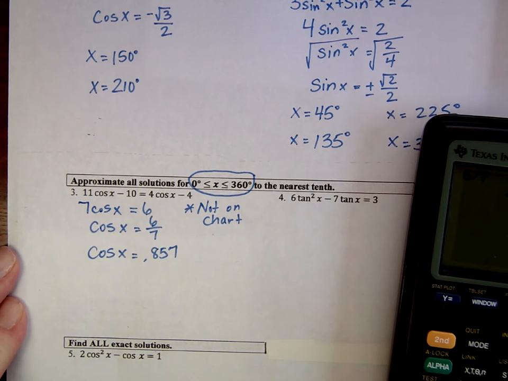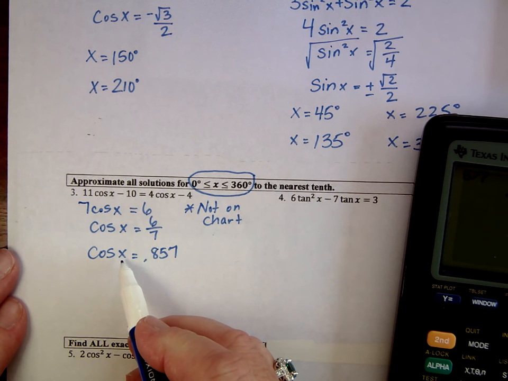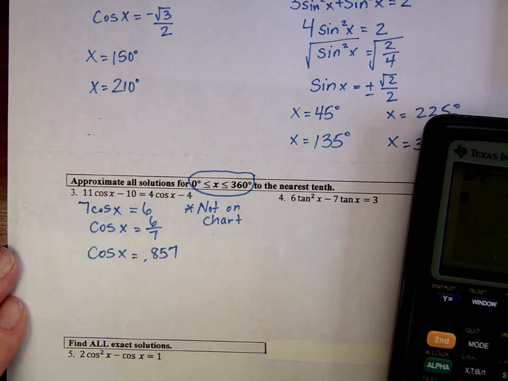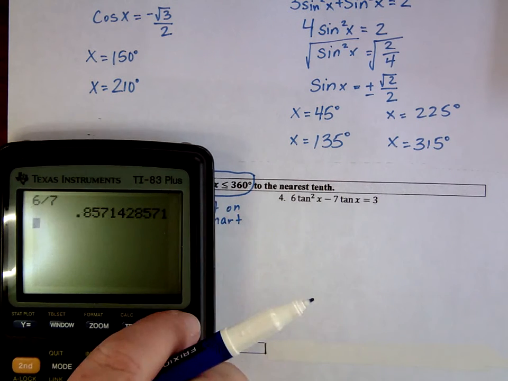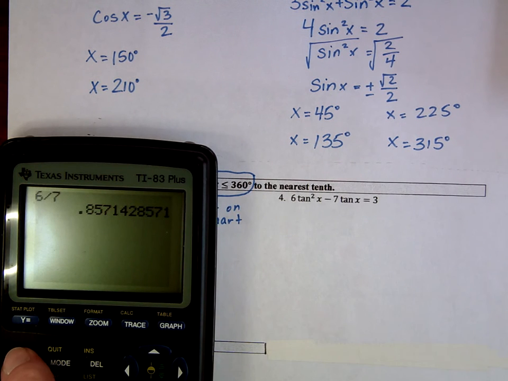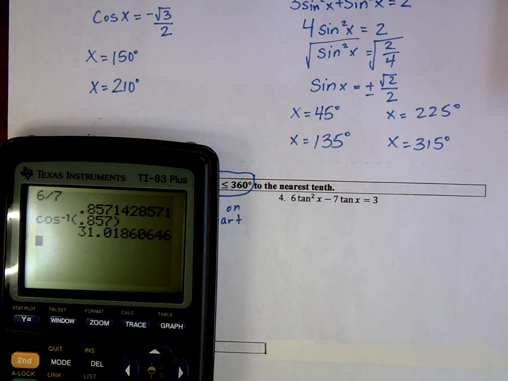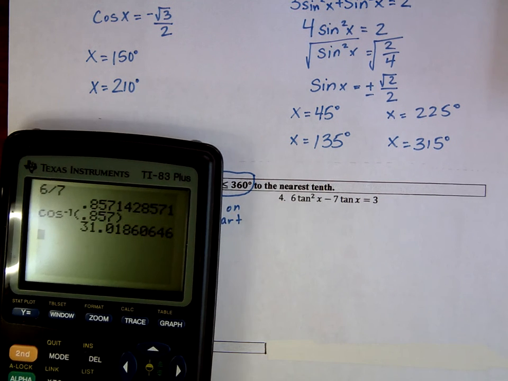Do you remember how you can figure out what x is? Some of you say, yeah, I remember. Some of you are like, I have no idea. So here's what you do. You take second cosine and put in 0.857. Now also make sure that your mode is in degrees so that you can get the right answer. So mine is in degrees, and here I go. It's 31.02. That's close enough to 31. We're going to keep it 31. Remember, we've seen these before.